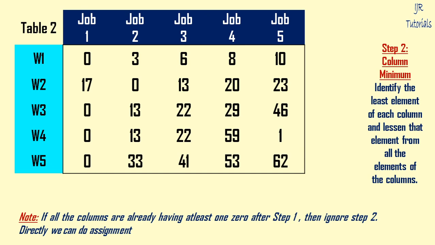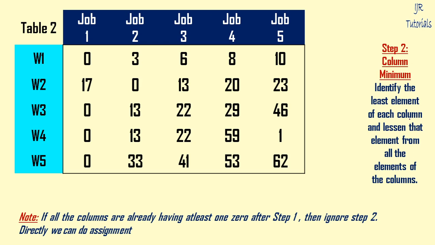This is table 2. Again check. See the note: if all the columns already have at least one 0 after step 1, then ignore step 2 and directly do the assignment. But in this case, job 1 has zeros, job 2 has zeros, but job 3 has no zeros, job 4 has no zeros, and job 5 has no zeros. So that means we must do step 2 also. What is step 2? Column minimum.